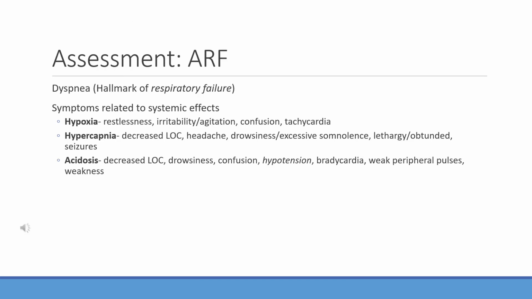Let's discuss the assessment of acute respiratory failure. Now remember, you're not going to have just one area of symptoms because they all blend into one another. For example, if you have someone who has hypercapnia, you're going to have someone who looks like they've got hypoxia and acidosis as well. Remember, dyspnea is the hallmark of respiratory failure, but you need to know the difference between dyspnea and short of breath. So say, for instance, you just ran 2 miles, you're short of breath.